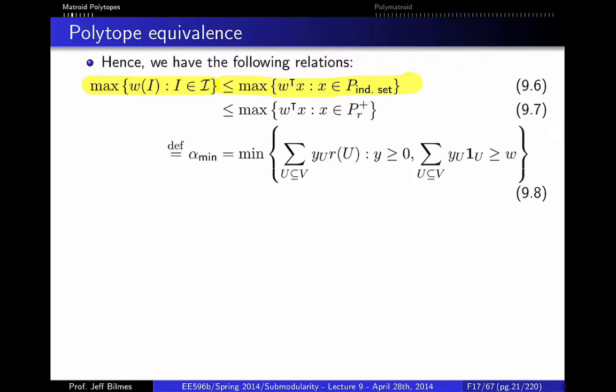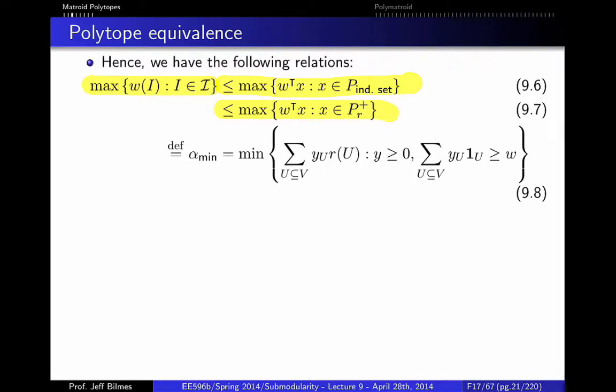So we're relaxing the constraints, right? Every w of I for all independent vectors corresponds to w times x, for x being the incidence vector of an independent set of a matroid. But we're also considering the continuous relaxation, so the only thing that can happen is that the inequality goes this way, where it potentially could get bigger. And then we've also said that the independent set polytope is a subset of or equal to P_R plus.